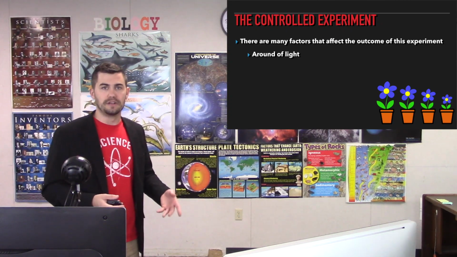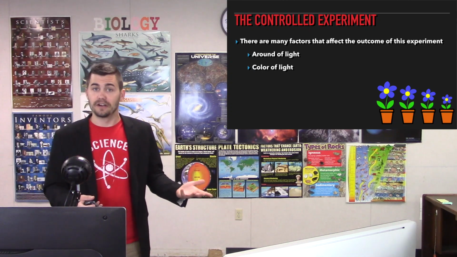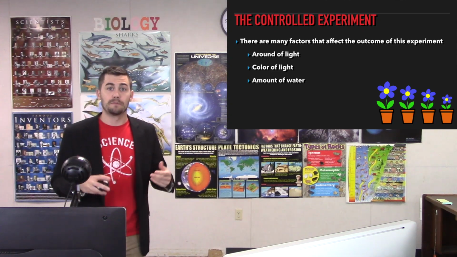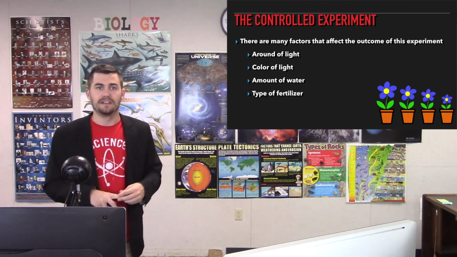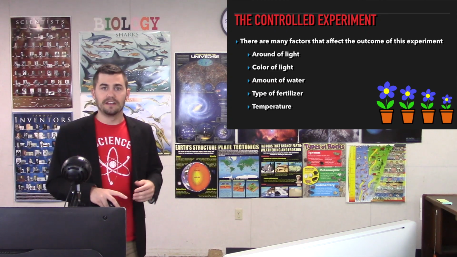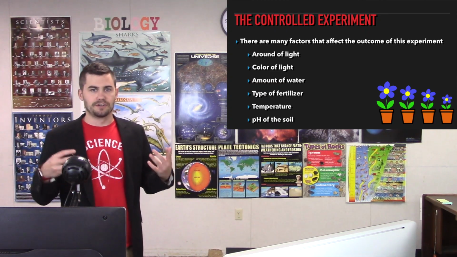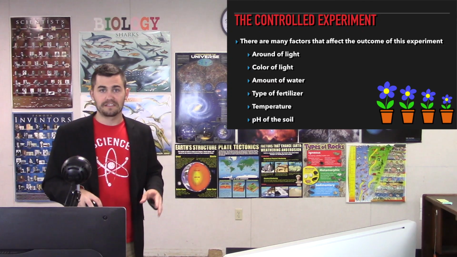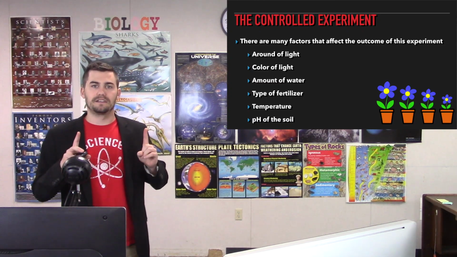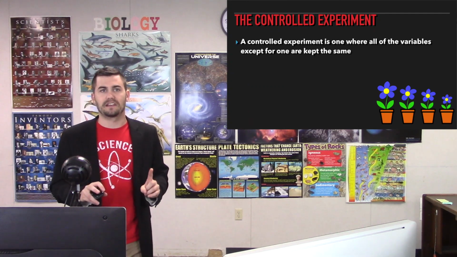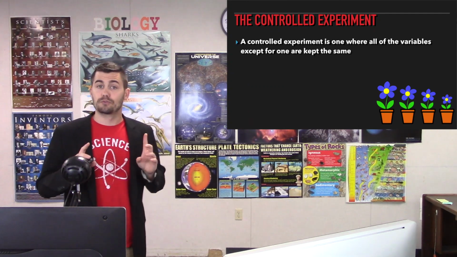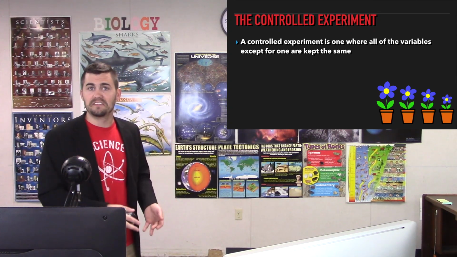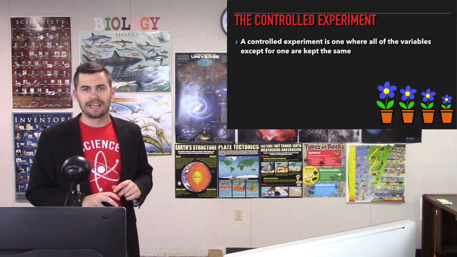Those are going to include the amount of sunlight, the color of the light. We could use artificial light, it doesn't need to be sunlight. The amount of water that each plant is given, the type of fertilizer, the temperature that the plants are kept under, the pH of the soil, plus many, many other things. Now, what we call a controlled scientific experiment is one where all of the variables, except for one, are kept the same.